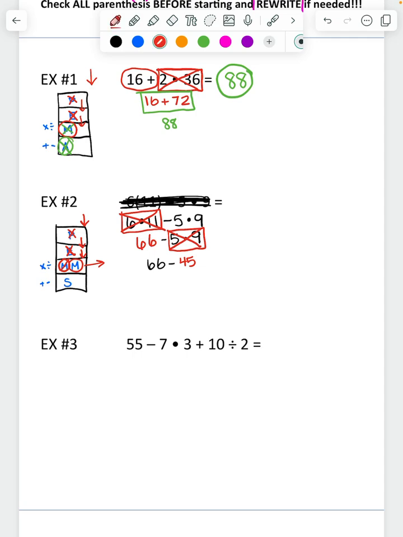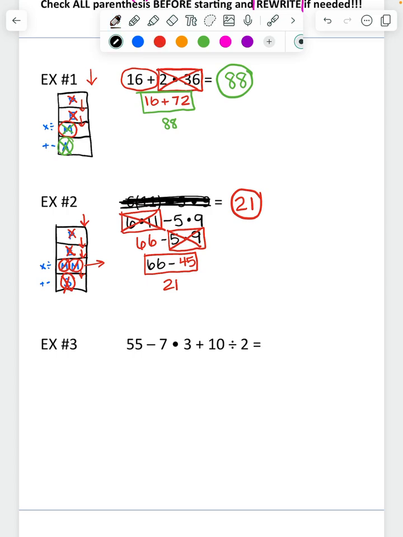So I go back to my OOO tower. I'm done with multiplying. I can finally go to my last step, which is subtracting. And 66 minus 45 is 21. And there's nothing else left. That was my last step, so my final answer is 21. And again, we draw our OOO tower and just solve it as we go.